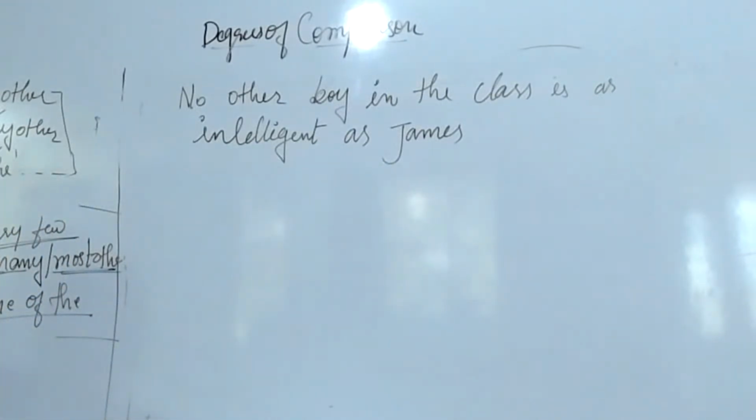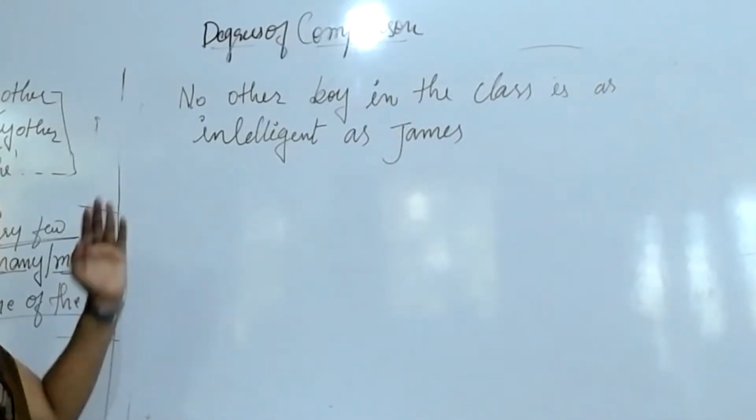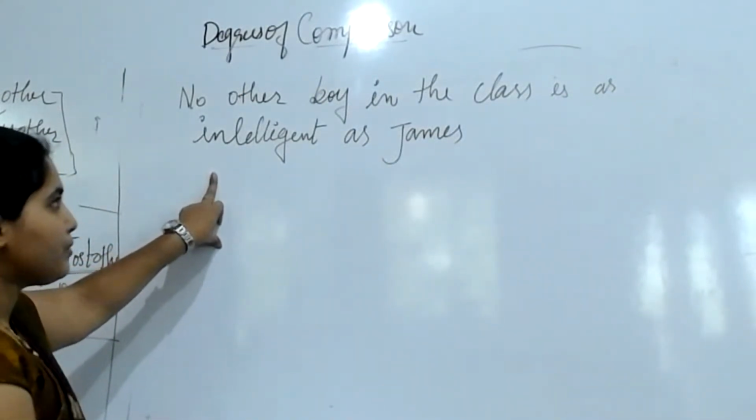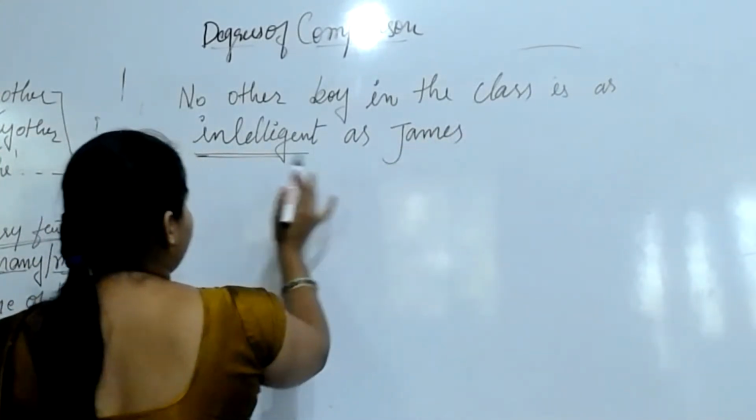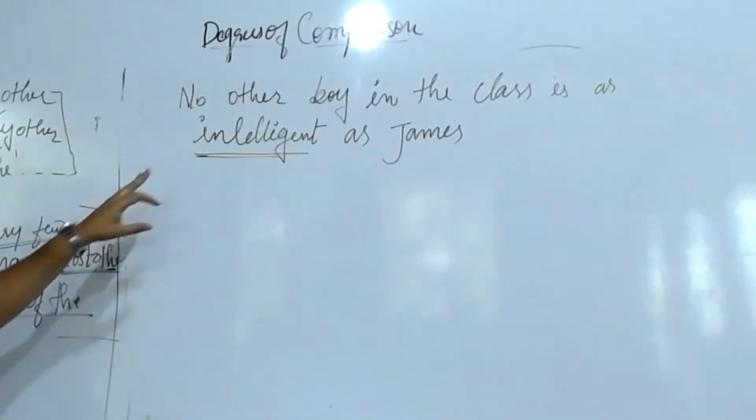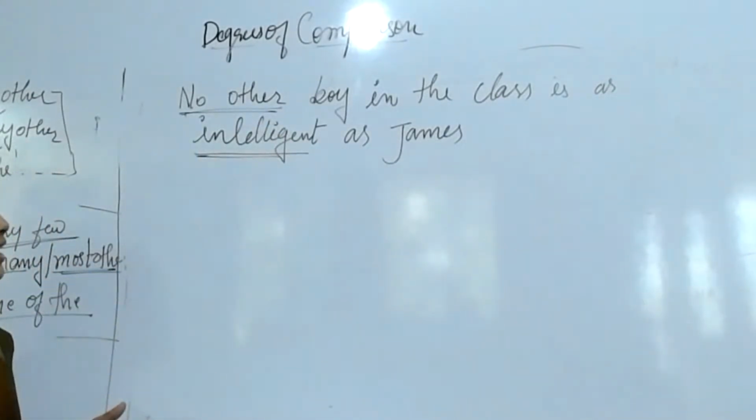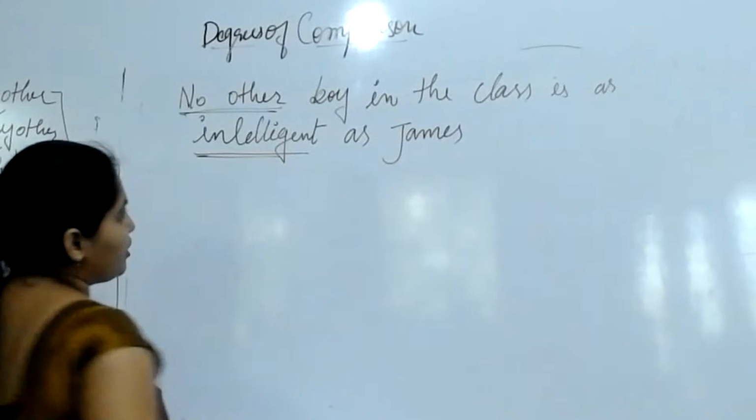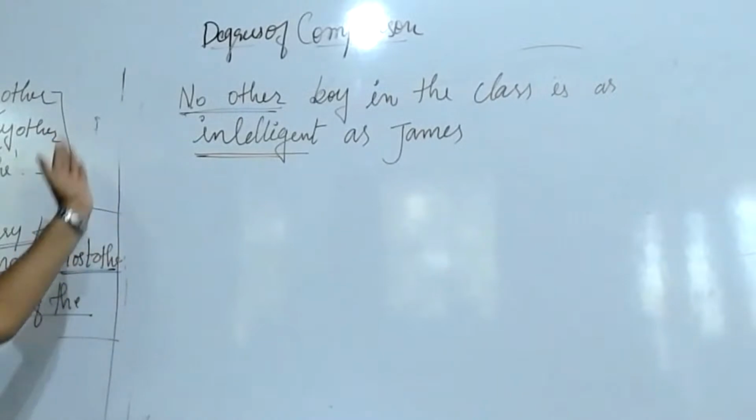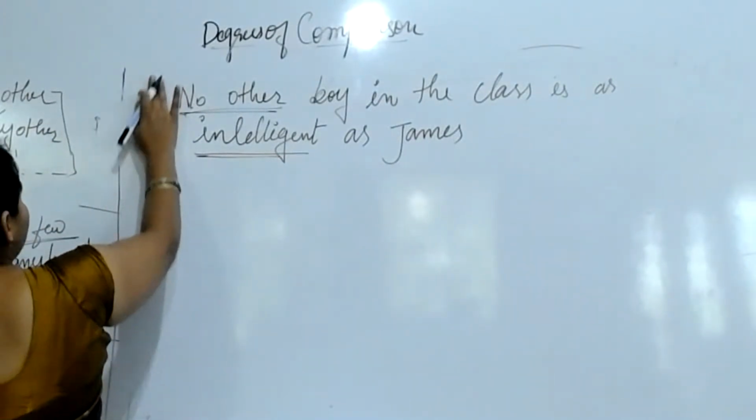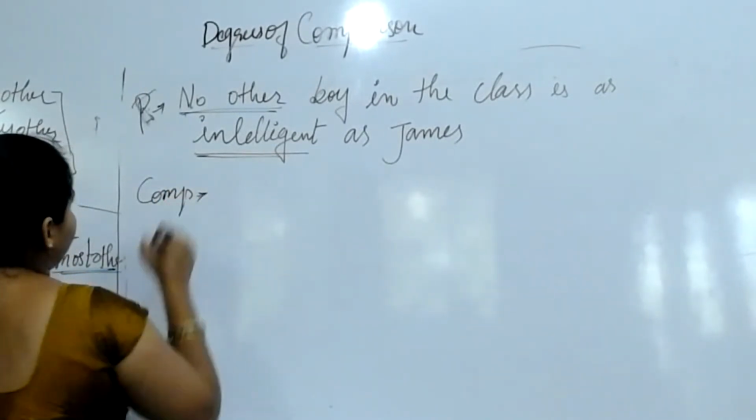No other boy in the class is as intelligent as James. So now this is the positive degree, because the sentence begins with "no other" and it has the adjective with "as". So this is how you have to identify the degrees. Now, after identifying this positive degree, you should transform it into the comparative degree.